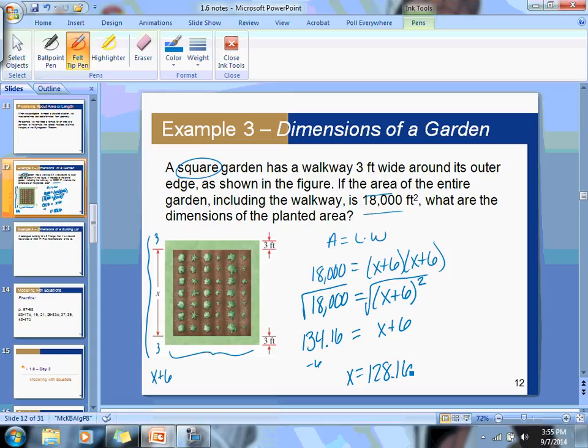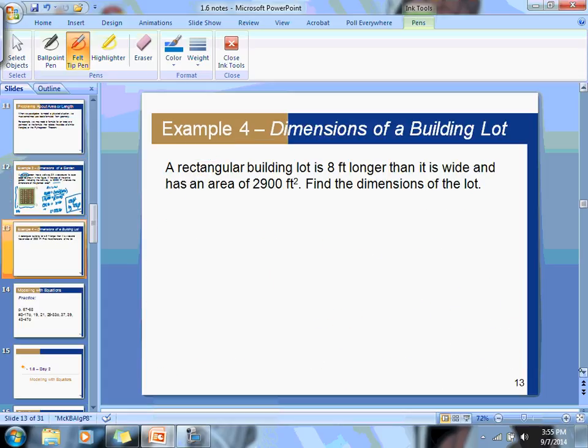So roughly the area is about 128 feet by 128 feet. If you wanted to be super duper precise, you could certainly say it's 128.16 feet by 128.16 feet. But we'll just round to the nearest whole foot here. Okay, last one.